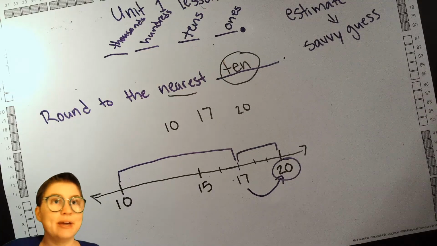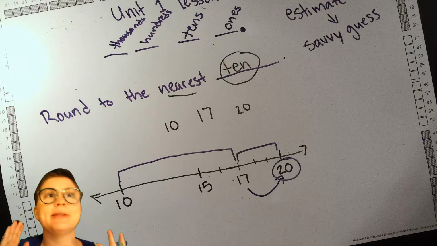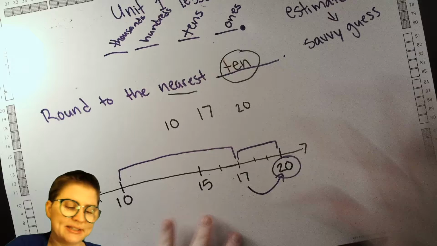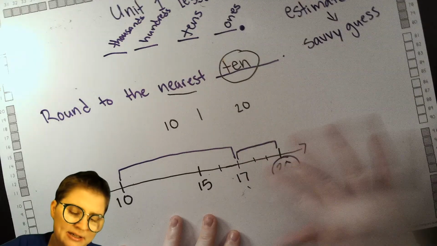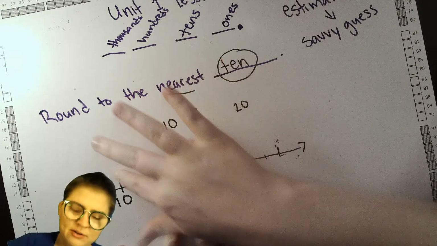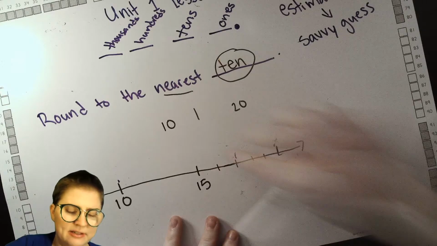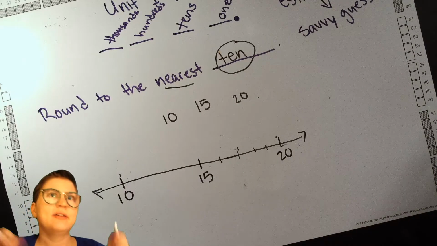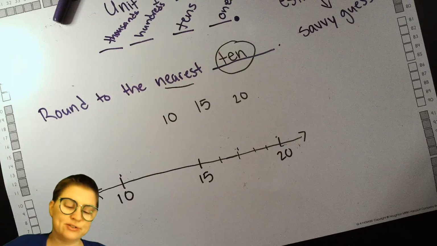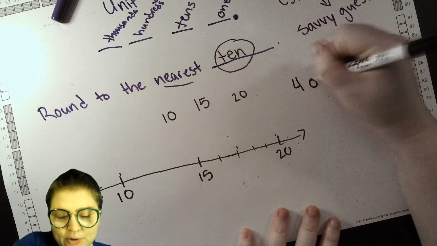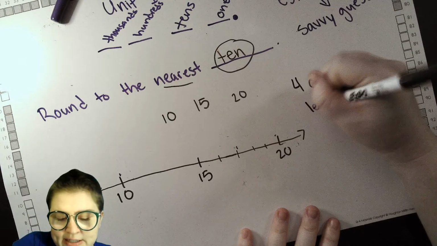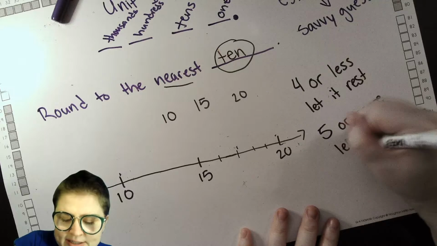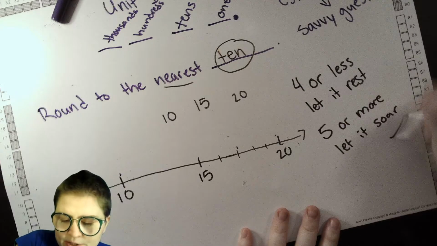Now, we're going to practice this quite a bit with different place values, but the big thing that kids mess up on that I've noticed is when you have a number that has a 5 in that in-between place. So what if I said, instead of 17, what if we had 15? That part's a little bit tricky because it's about 5 away from each, right? Well, because of that, we have this little phrase that we like to use where it says 4 or less, let it rest. 5 or more, let it soar, which is another word to go up.